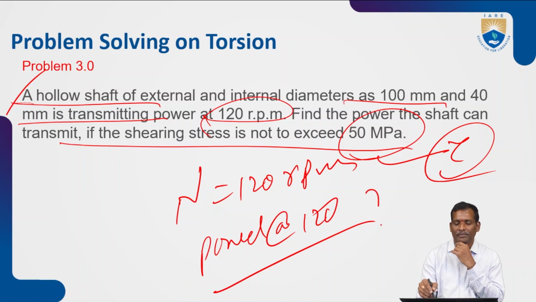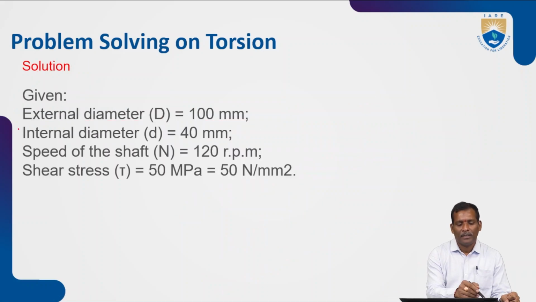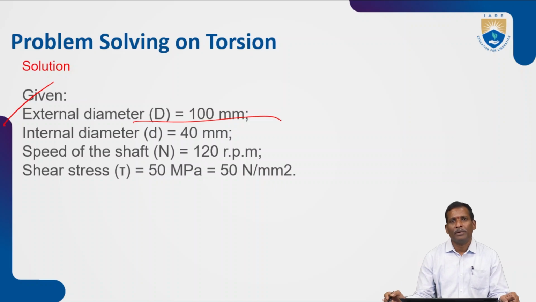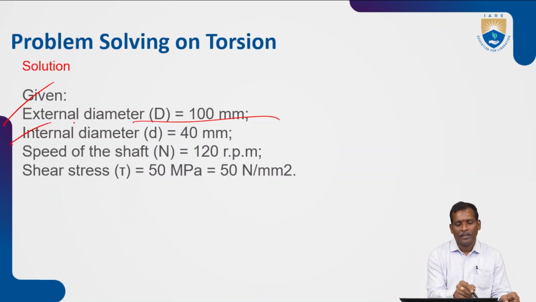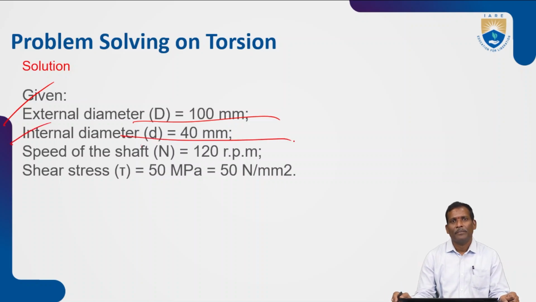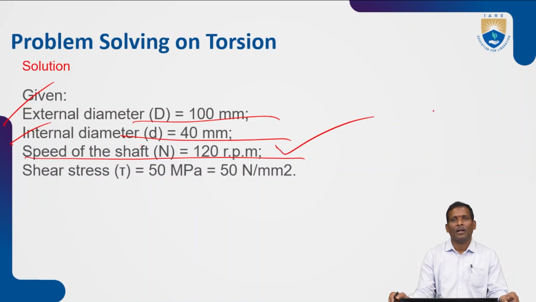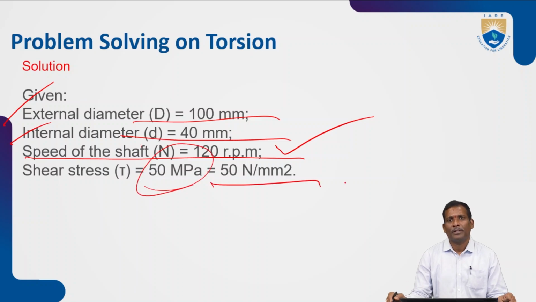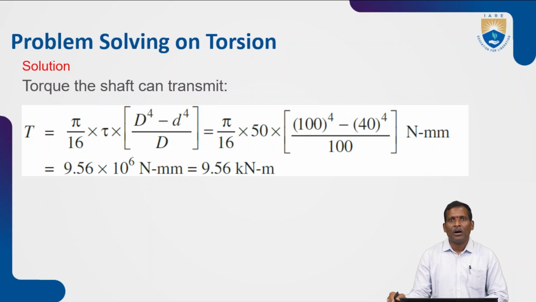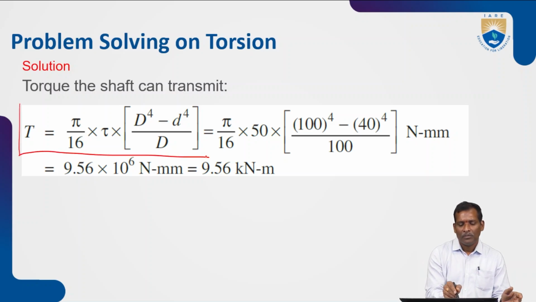Power at 120 rpm, we need to calculate. So apply the given data: external diameter 100 mm and internal diameter 40 mm, and the speed of the shaft is given as 120 rpm. The shear stress given is 50 megapascal, converted into 50 Newton per mm square. So the torque that can be transmitted: already you know, for a hollow shaft.